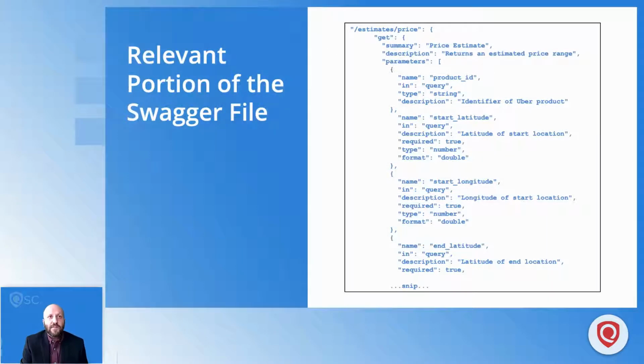If we focus in on the price estimate, here's the relevant portion of the Swagger file. This particular endpoint accepts 5 parameters, although we've only fit 4 on the screen here. But those parameters are the product ID, a start longitude and a start latitude, and an end longitude and an end latitude. We see that the product ID is a string, and we see that the other values are numbers of the format double.